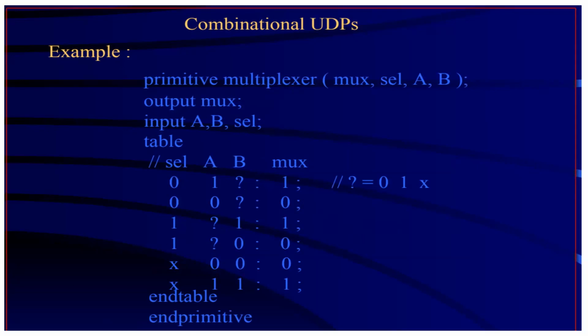Okay. See, this is a small example of a multiplexer defined as UDP. No doubt.